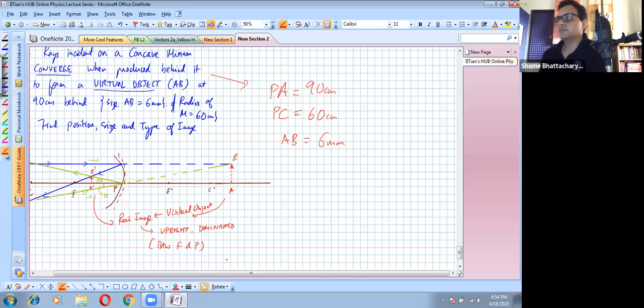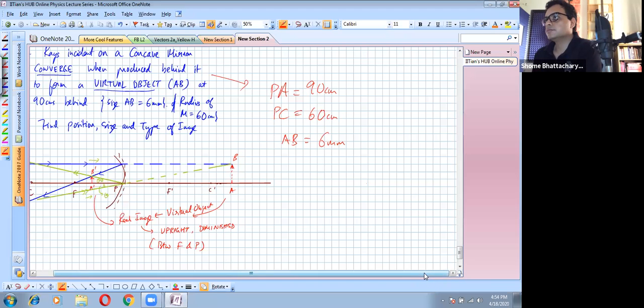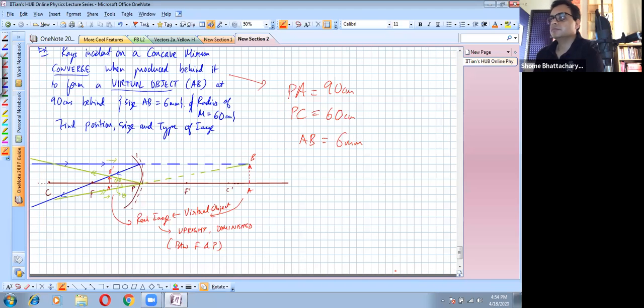Okay, so wherever the practical use of virtual object comes in is always in a system of optical components. So one thing will be producing some kind of an image, and that image will become the object for the spherical mirror, and that object for the spherical mirror will happen to be this thing.